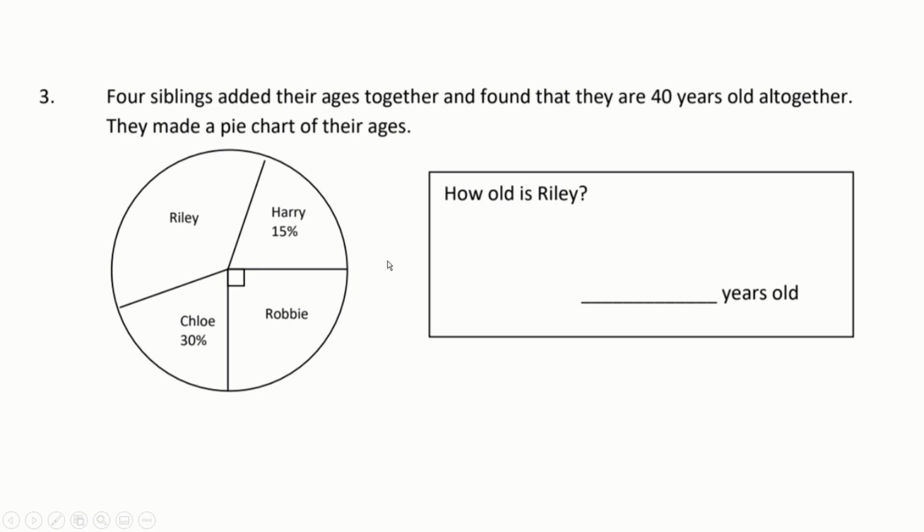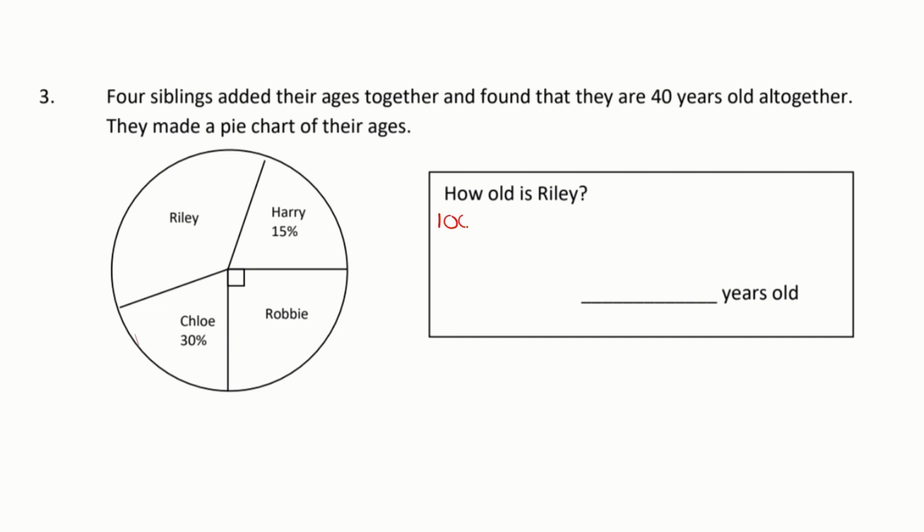In this question, 4 siblings added their ages together and found that they are 40 years old altogether, and they put that information in the form of a pie chart. So what percentage do we have altogether? You know that the complete pie is 100%. So we're going to start our opening calculation with 100%.